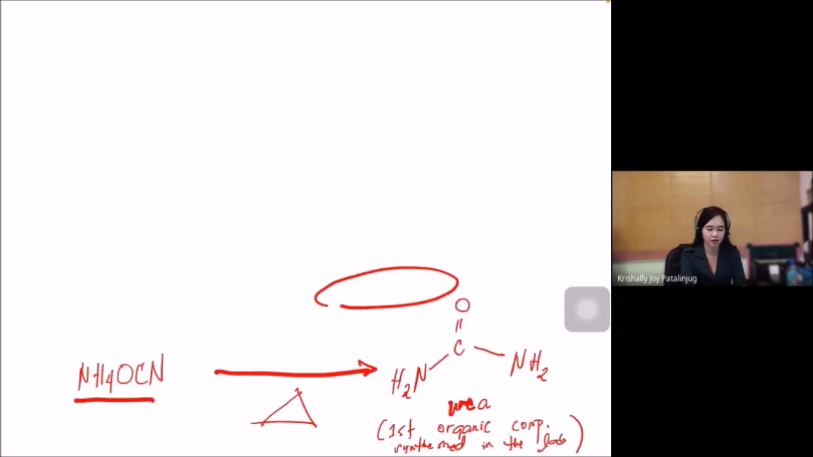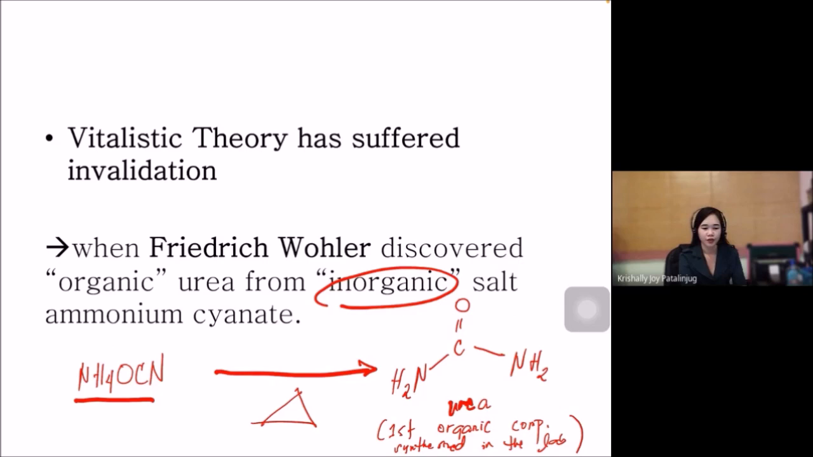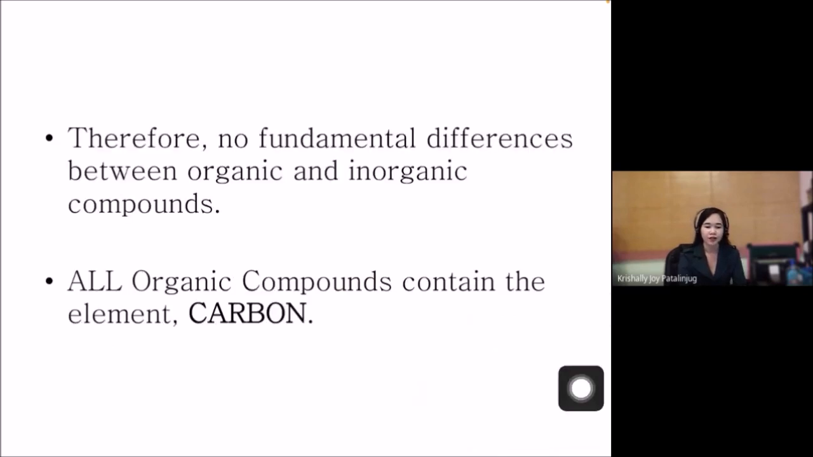So with his discovery, there are no more fundamental differences between organic and inorganic compounds. The only distinguishing characteristic of all organic compounds is that they contain the element carbon. That is the only difference, or distinguishing character, of organic compounds. If the compound has carbon, it is organic, an organic compound.